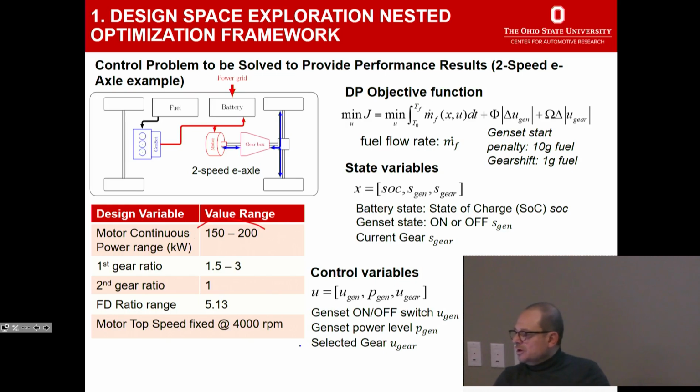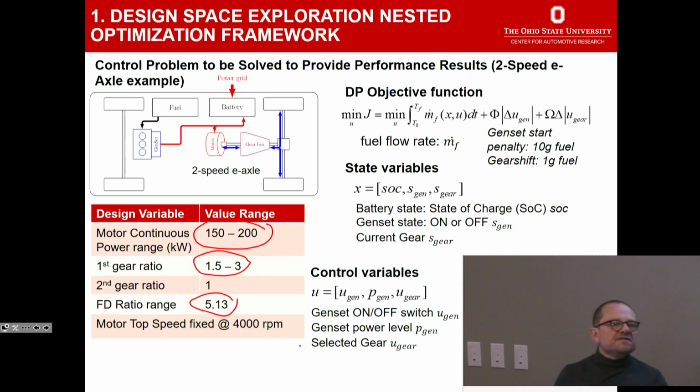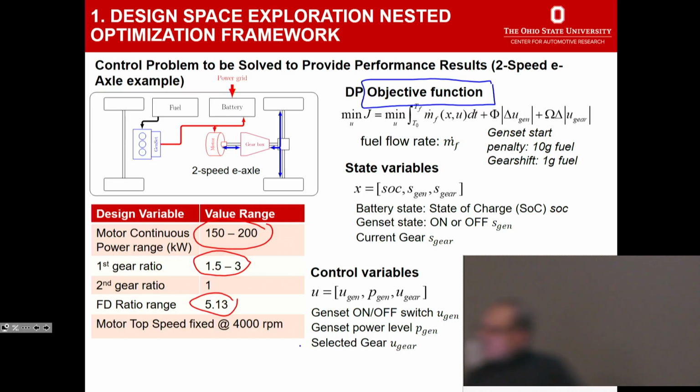So we understood that things like the motor continuous power range would be in the 150 to 200 kilowatts. The first gear ratio, if you have a transmission, would be between 1.5 and 3. Final drive ratio was already selected. So there were some practical design criteria that were fixed. So what's the problem from an optimization standpoint? We had to construct an objective function. We want to minimize over the inputs the cost, okay, over a driving cycle.